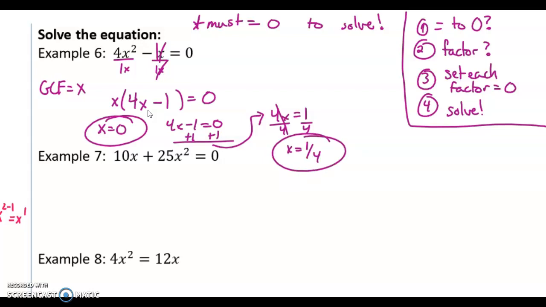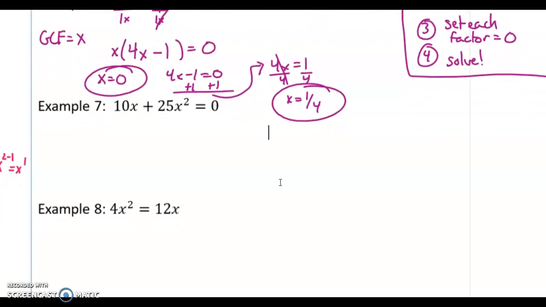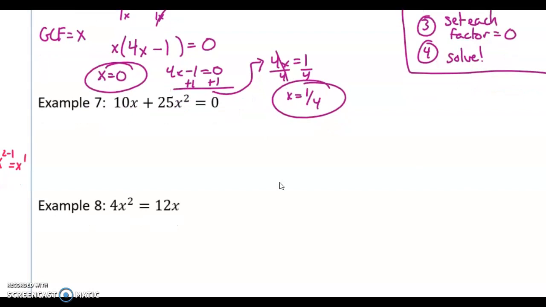Okay, that's what we're learning today. Let's try several more just to make sure we've got this. So example 7, remember step 1 said, is it equal to 0? It is, so we're ready for step 2. Step 2 says to factor. What's the GCF of 10x plus 25x squared?